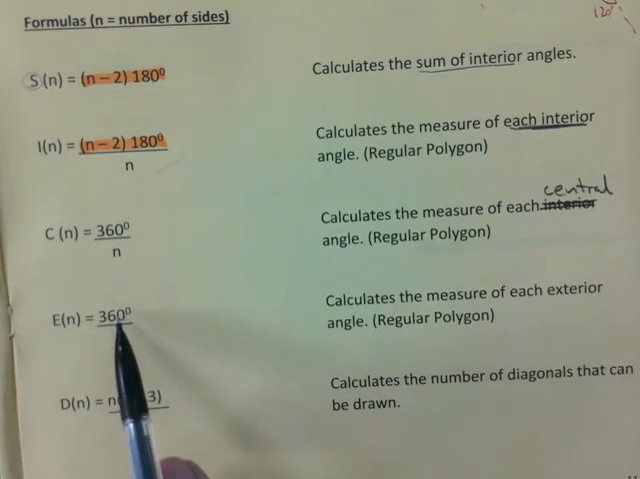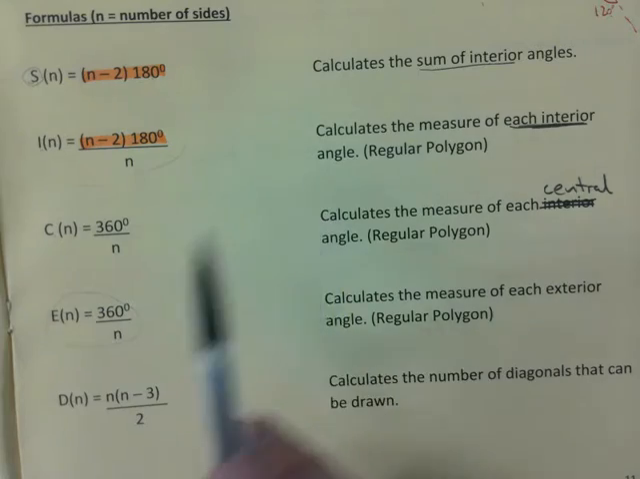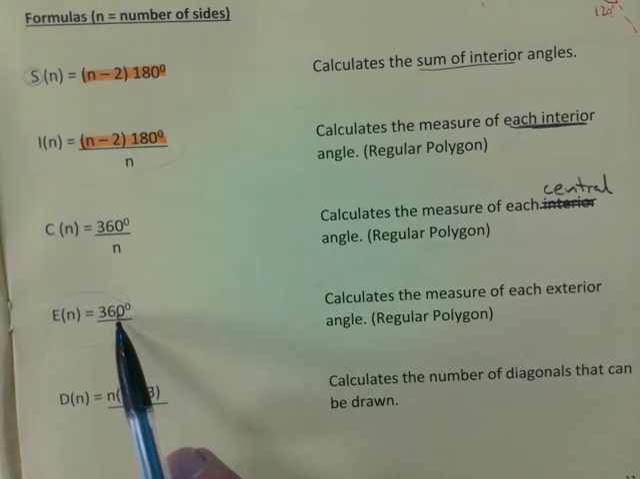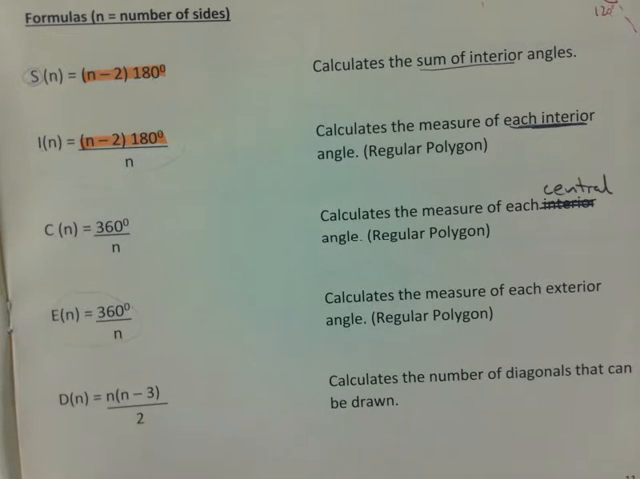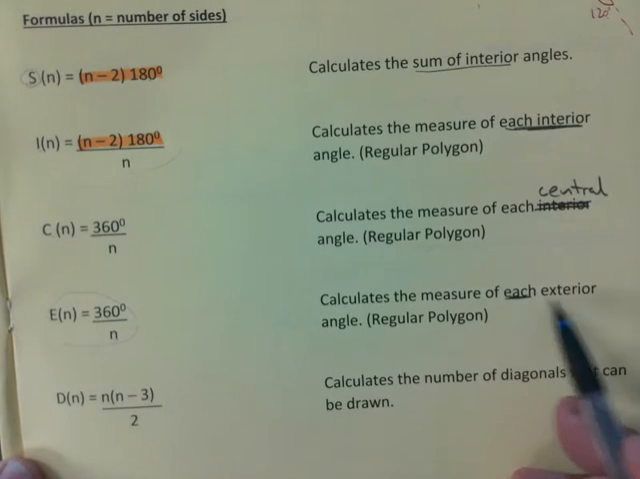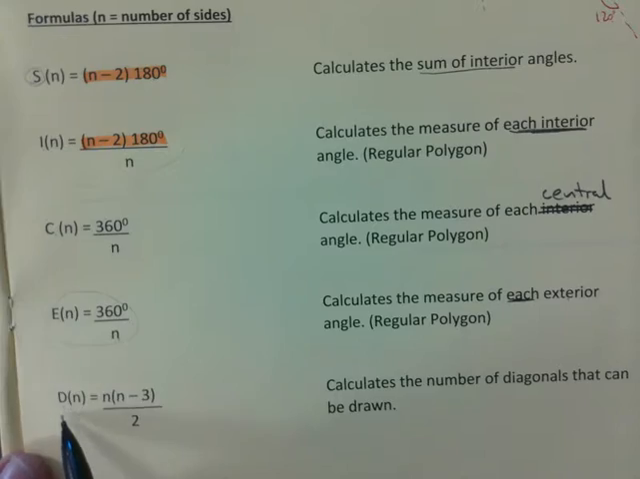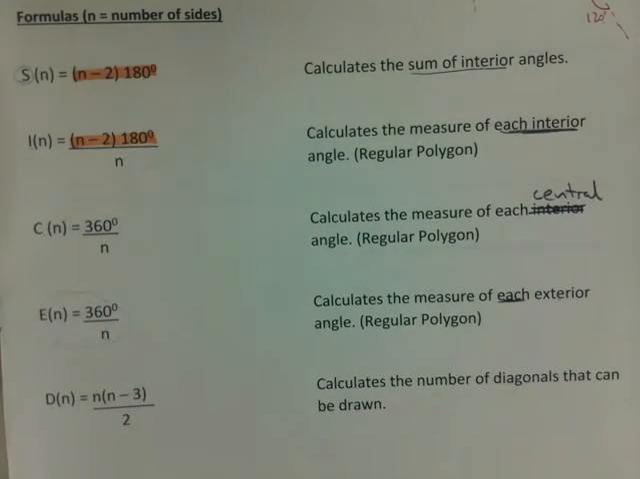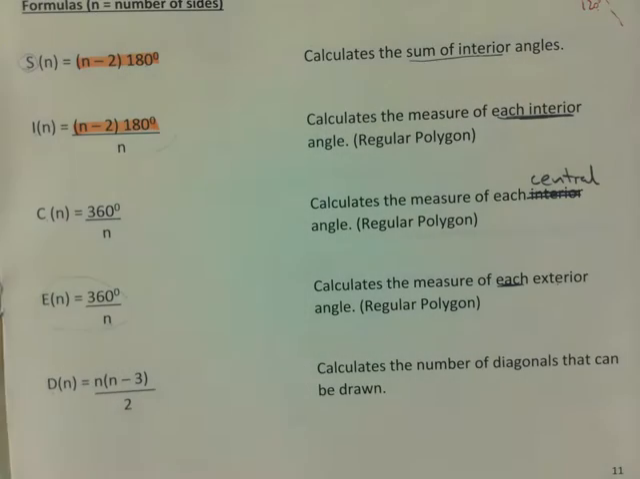Exterior angle is 360 divided by n. This goes back to what I just told you, that all exterior angles add up to 360. So if you divide it by the number of sides, then you get the measure of just each exterior angle. And then the last one is the number of diagonals that can be drawn. And I will also show you that in one of the polygons that we're going to look at.